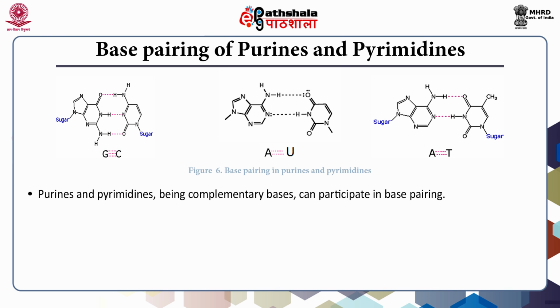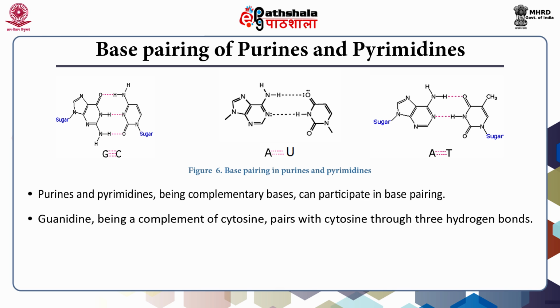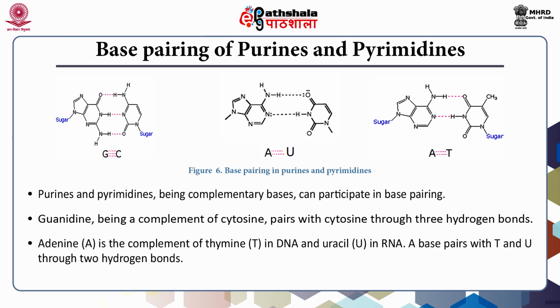Purines and pyrimidines, being complementary bases, can participate in base pairing. Based on the specific shapes and hydrogen bond properties, the base pairing occurs. Guanine, being complementary to cytosine, pairs with cytosine through 3 hydrogen bonds. Adenine is complementary to thymine. It pairs with thymine with 2 hydrogen bonds.